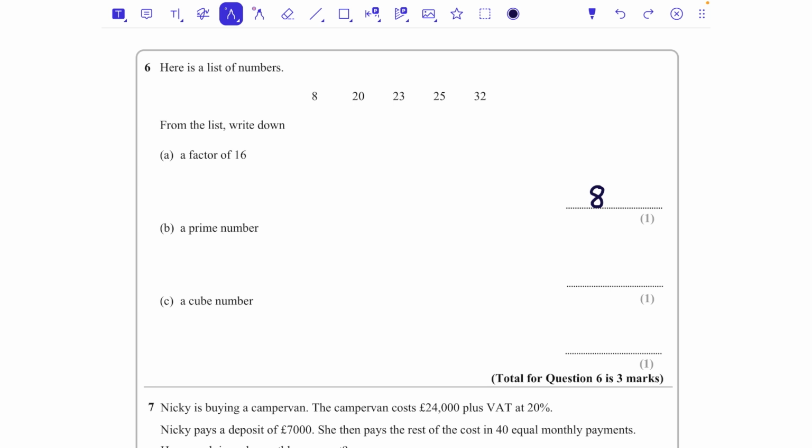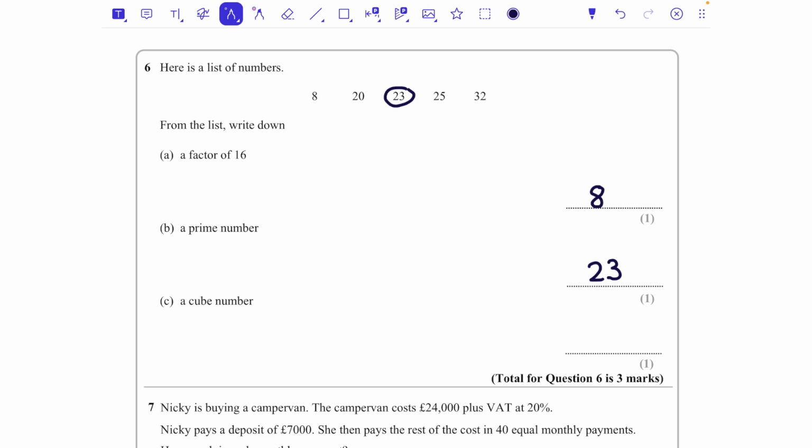For part B, we need to write down a prime number. Now a prime number is a number that has 2 factors, 1 and itself. So I'm looking for a number that is only in the 1 times table and its own times table, and that's going to be 23. 23 has no factors other than 1 and itself. So 23 is prime. All the other numbers are not prime. So that's your only answer that you can have there.